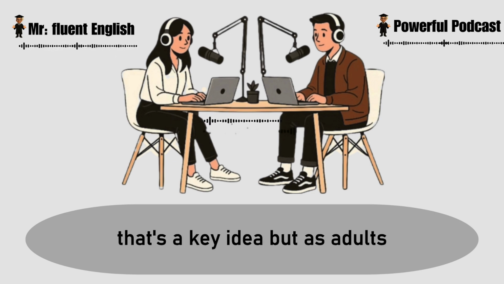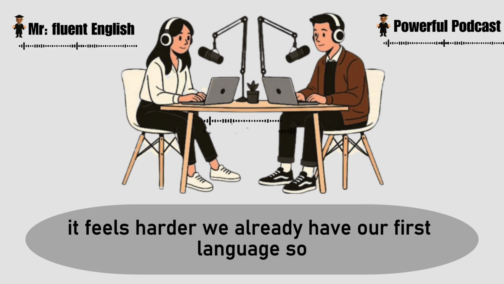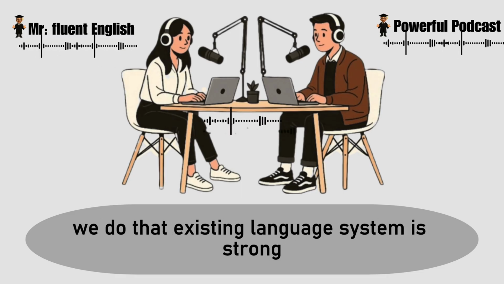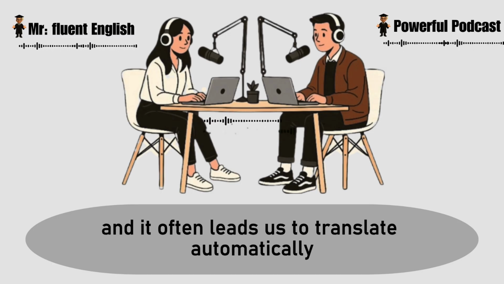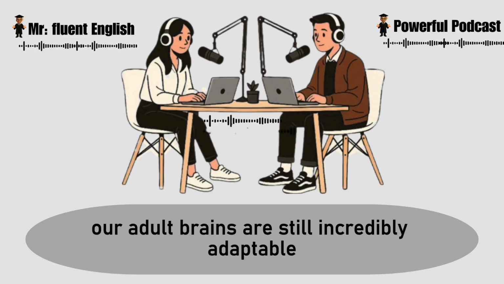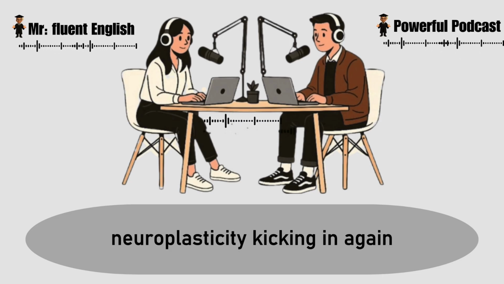But as adults, it feels harder. We already have our first language so ingrained. We tend to lean on it or use it as a crutch. We do. That existing language system is strong, and it often leads us to translate automatically. But here's the good news again. Our adult brains are still incredibly adaptable. Neuroplasticity kicking in again. You got it.